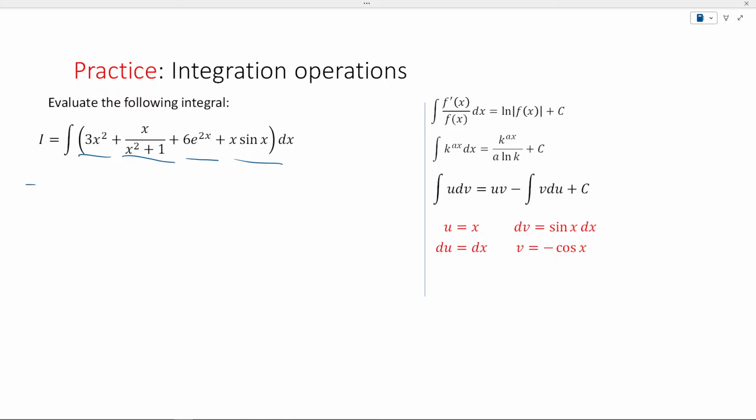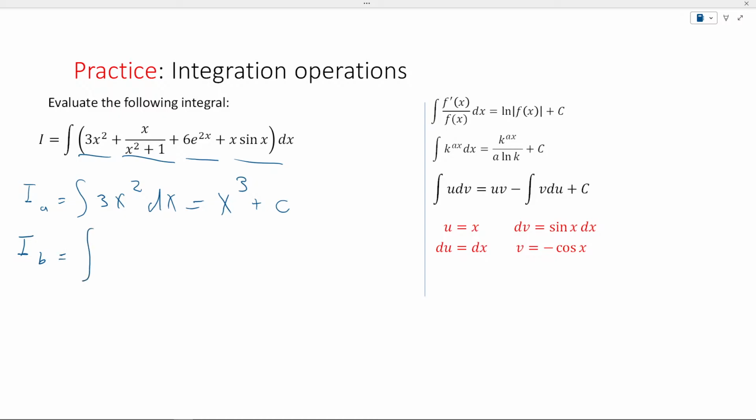Just more practice. I will call this the first part, the integration of this dx. That is something simple: 3 divided by 3, and plus a constant. I can write it down, it doesn't hurt. And then the integration of the second part.